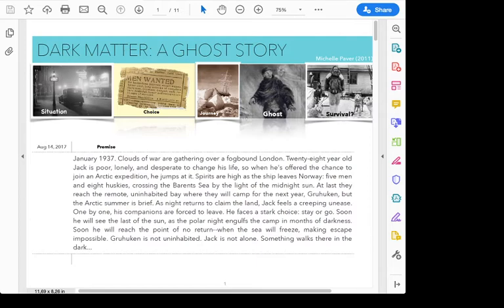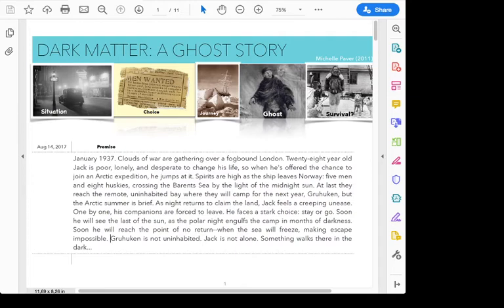So here we are. This is Dark Matter, a ghost story. This is the premise for one of my favorite books, I would say. And you'll see at the top, of course, I have the title. And then I have 5 images. First, you have the situation. Second, you see that the character has to make a choice. Third, you see the character has to go on a journey. Fourth, the character sees a ghost. And then fifth, there's a question of survival. So let's read this.